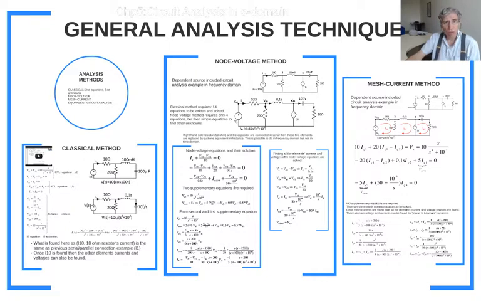Why is it general analysis techniques? Because by using these techniques we are finding out all the elements' currents and voltages, not just one of them. If you need to calculate only one of the element currents and voltages, then the special analysis technique, which includes Thevenin Norton equivalent circuits, will be examined later on. So let's move to this mesh current method on the open board now.